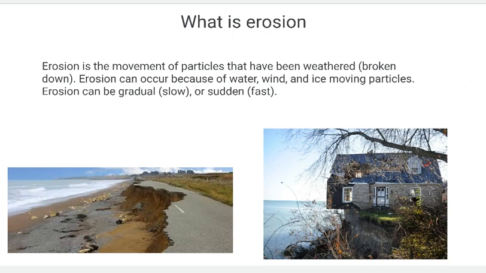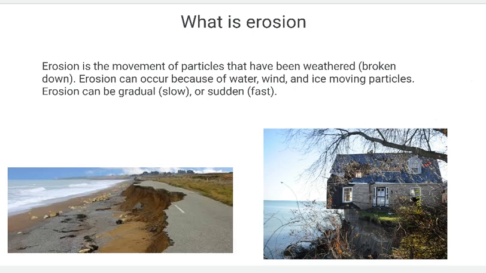Now in previous videos, we talked about how weathering is the breaking down of the surface of the earth through those three agents of wind, water, and ice. And erosion can occur through these three big factors as well of water, wind, and ice moving these particles. And erosion can be gradual, so it can be slow, or it can be sudden.